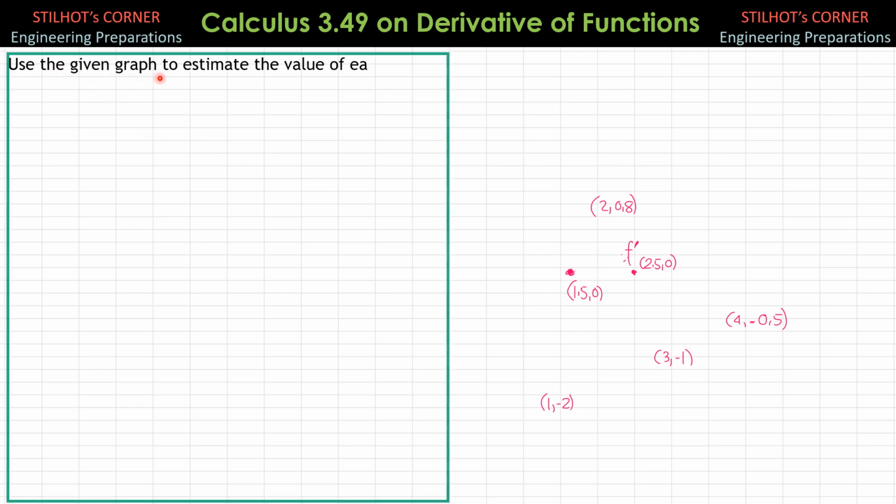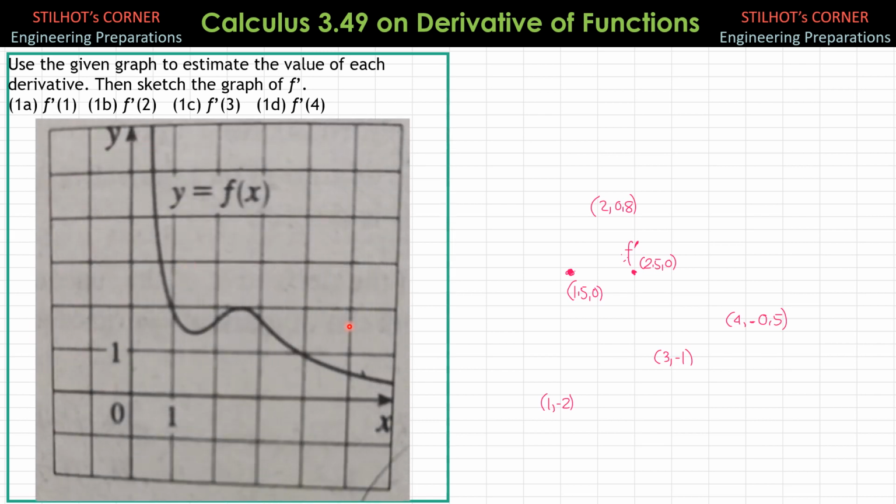One interpretation, it is geometrically defined as the slope of tangent to the graph of the function. So use the given graph to estimate the value of each derivative, then sketch the graph of f prime. Then let's evaluate f prime at 1, f prime at 2, f prime at 3, and f prime at 4. And the given graph is as shown. So it seems distorted, but anyway, we're just going to estimate the slope of f prime. So this is f of x.